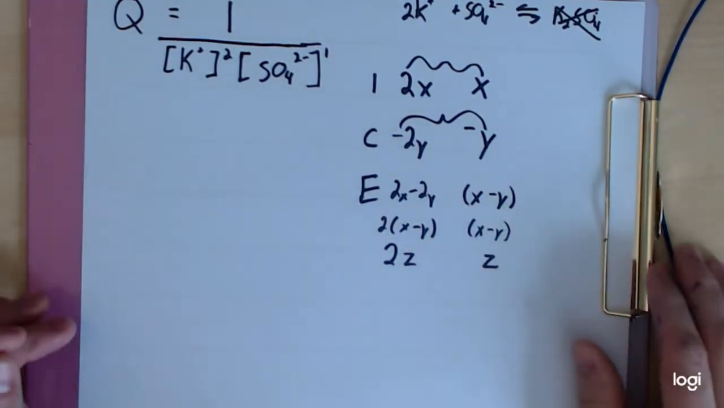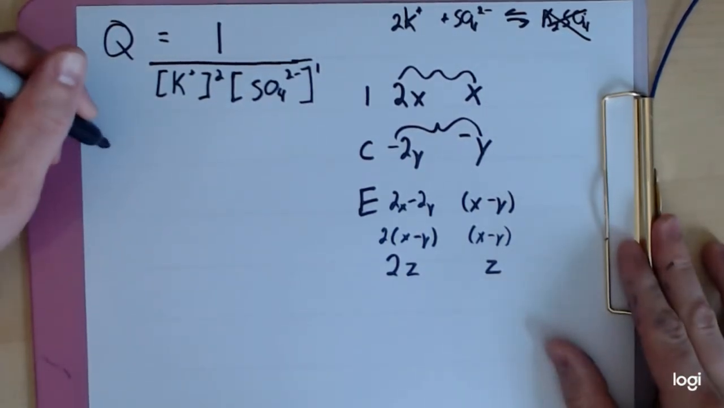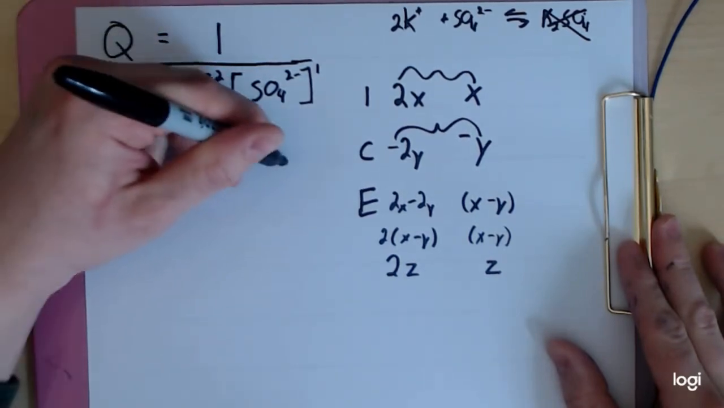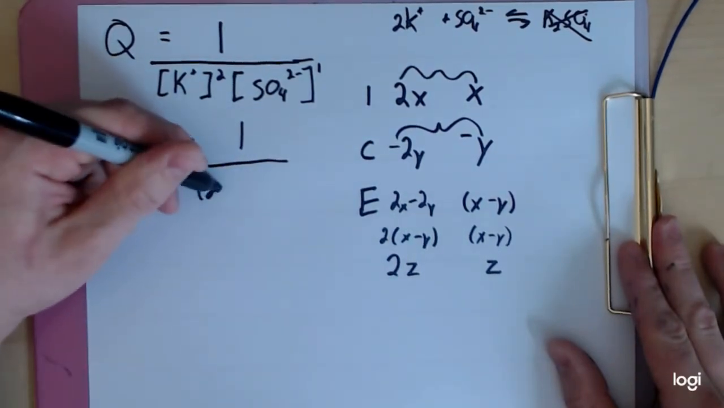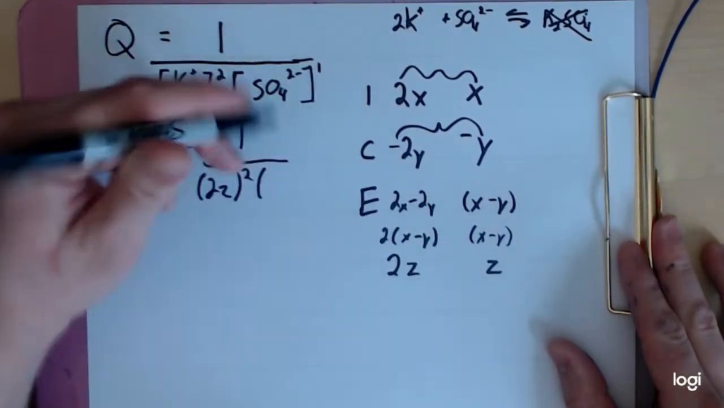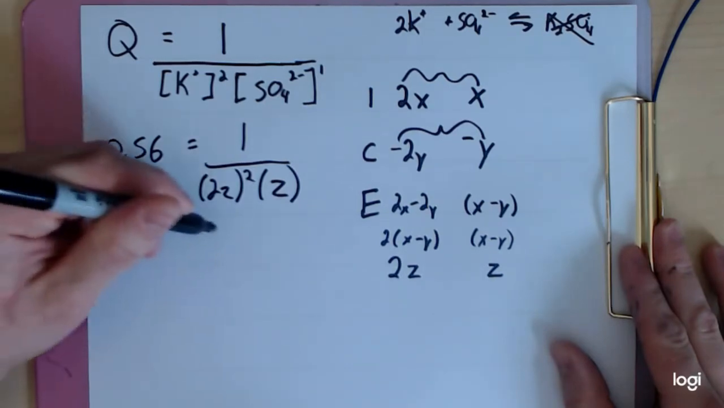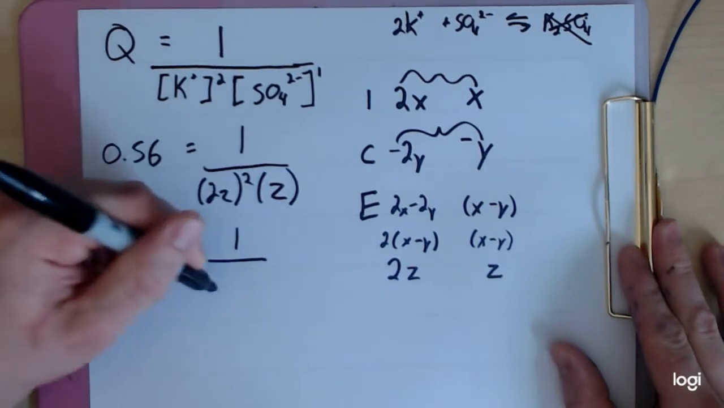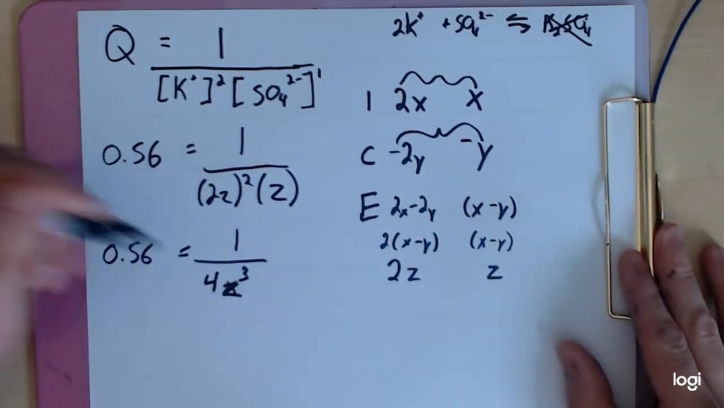So now we can just plug this into our reaction quotient, setting it equal to K. 0.56 equals 1 over the expression for potassium, 2z, squared, times the expression for sulfate, z. Or, in other words, 0.56 equals 1 over 4x cubed, or 4z cubed, I'm sorry.